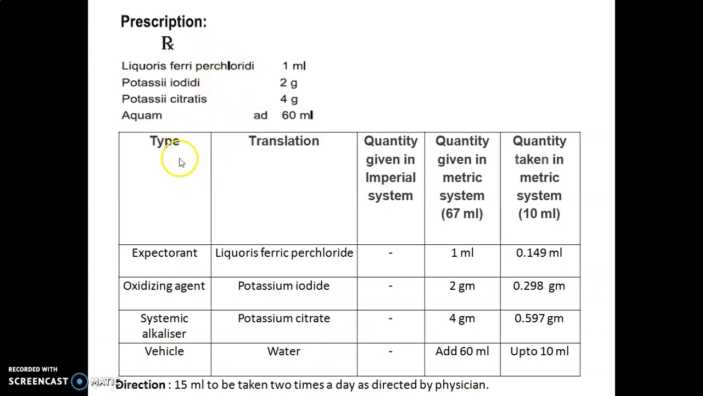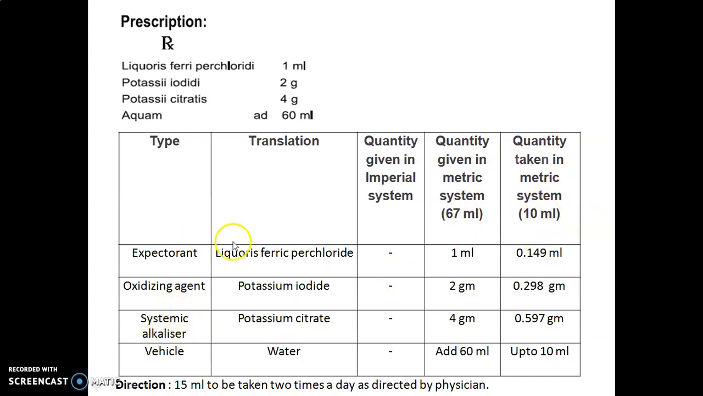Let's discuss in detail the formula table. Here is the type, that is the use of the ingredient. Then the translation, meaning the name of the ingredient. After that, the quantity given. Here the quantities are given in the imperial system. Directly it is given in the metric system for 67 ml. And quantity taken in the metric system for preparing 10 ml.